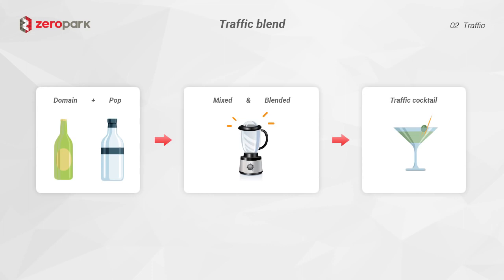Traffic blend. We suggest that you use a mixture of the pop and domain traffic. You test both as they both have different merits. Domain traffic tends to be more expensive and lower volume but higher converting. Pop tends to be higher volume and less converting, but then again the amount of volume makes up for it. Okay, it makes a lovely traffic cocktail.